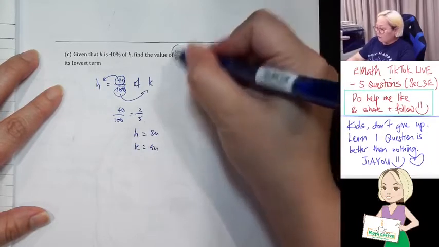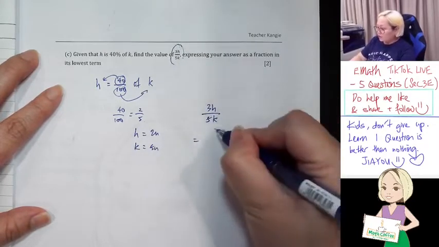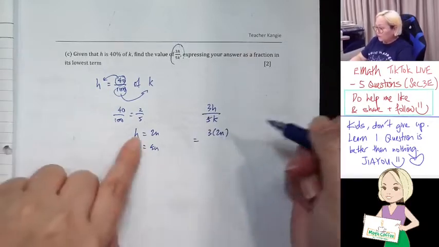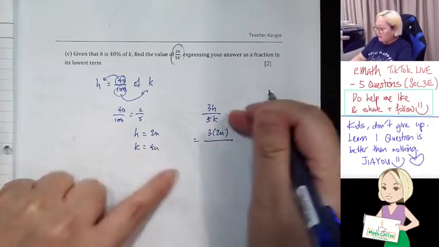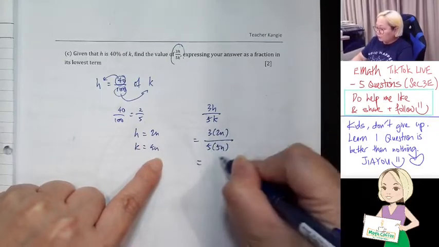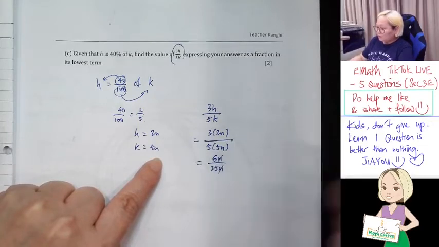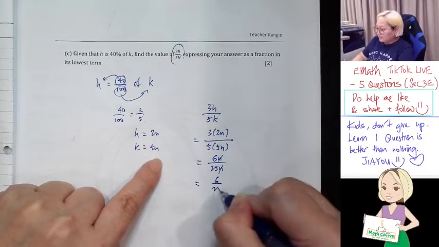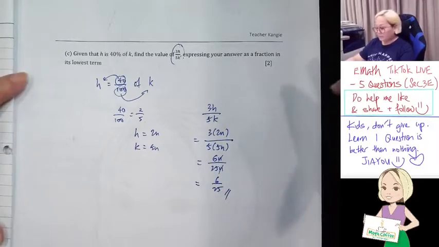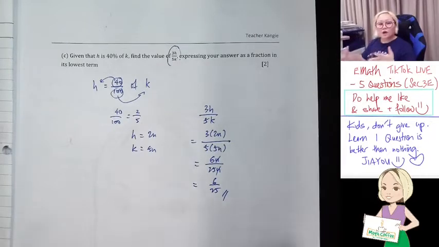So when they ask for 3H over 5K, 3H means what? 3 times 2 units, because H is 2 units. 5K means 5 times 5 units. So 3 times 2, 6 units. 5 times 5, 25 units. Of course, the units can cancel away, so it's just 6 out of 25. Done. Right? That's all, 2 marks.